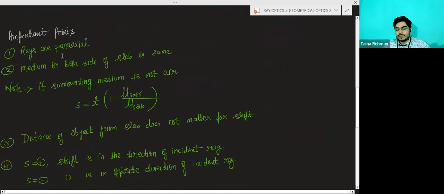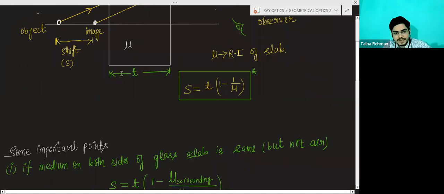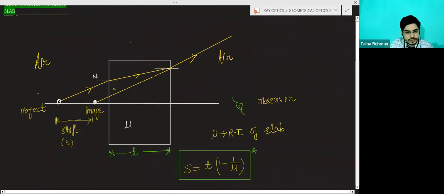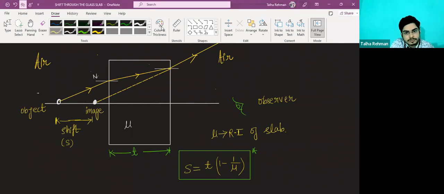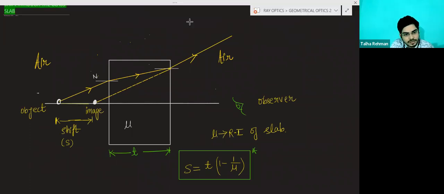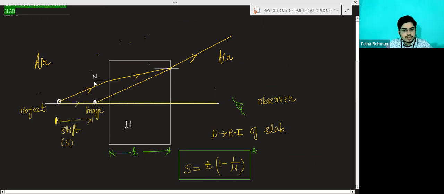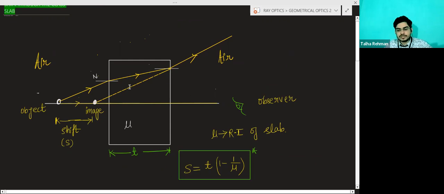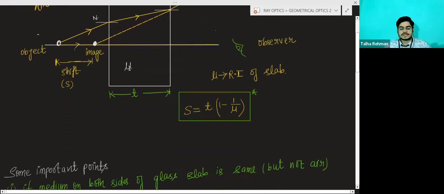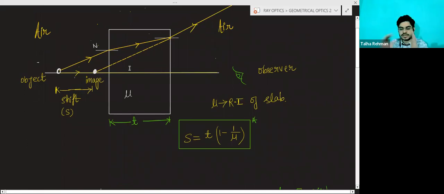A few more points. Rays are paraxial. What is the meaning of paraxial rays? It means if there is one more ray from this object like this, so these incident rays are very close. This is known as paraxial rays. Paraxial rays means very close rays.